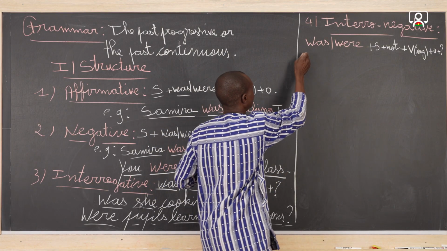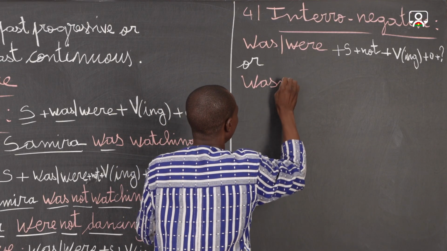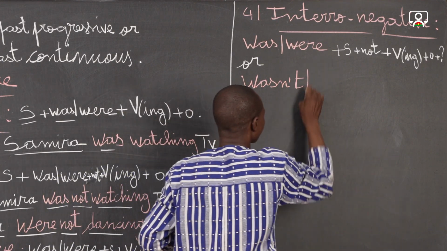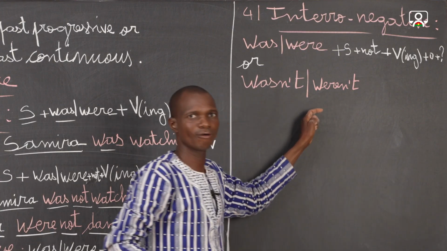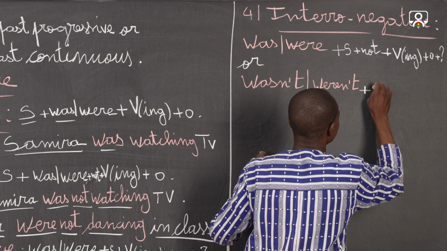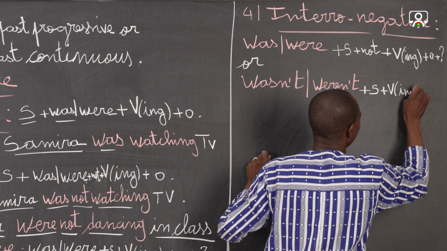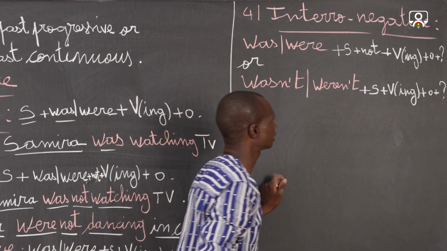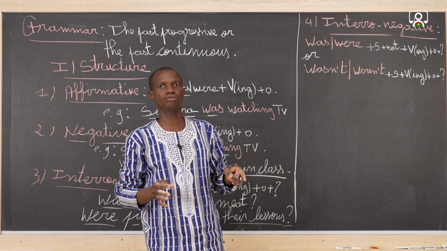Okay, now, or we can have wasn't or weren't, because the contracted form of was not is wasn't. Why? Because the contracted form of were not is weren't. After it, plus the subject plus the base verb in ing form plus the object plus the question mark. These are the two possibilities as far as the interrogative negative form is concerned.